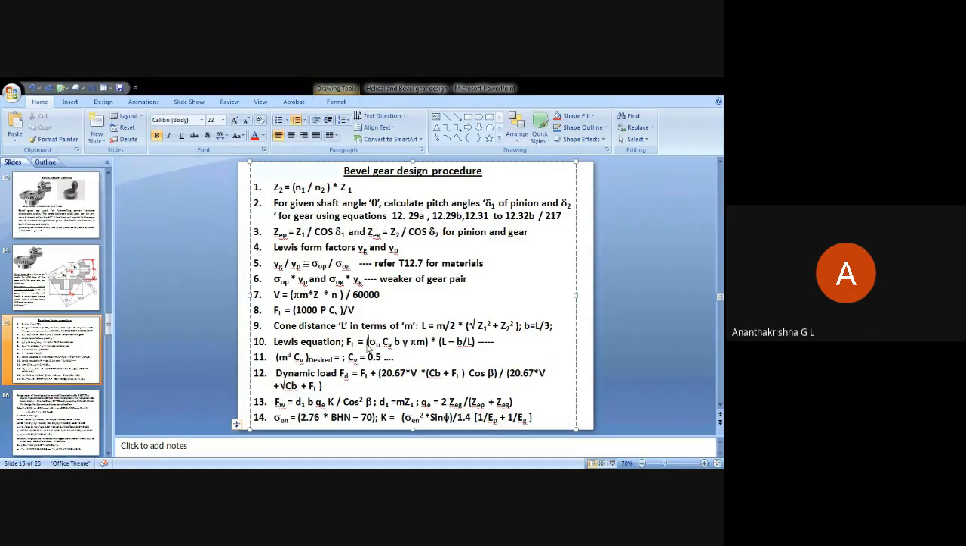Okay. Into L minus B by L. So this is the Lewis equation for bevel gears. Is that okay? So I'll go through the design procedure again.